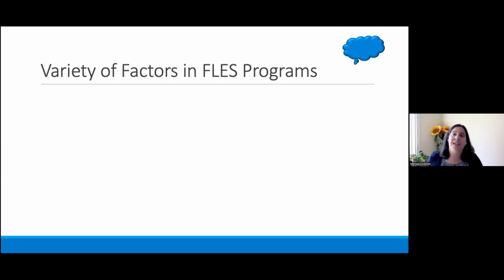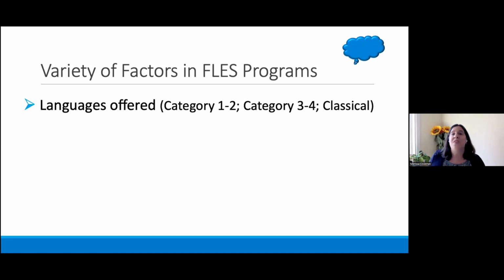So as I mentioned earlier, there are so many factors that might define a FLES program, right? And I encourage you to think about where you are currently in your FLES program. Maybe you're in an elementary school, maybe you're in a pre-K program, maybe you're in a middle school, but you're technically FLES because you're below grade 7. So some things to consider today as I'm sharing and as you think about my program and your program and you compare are what languages are offered.